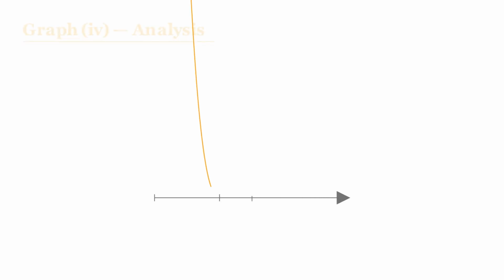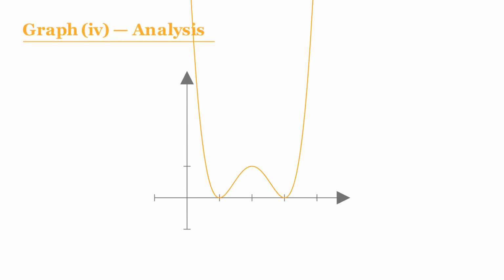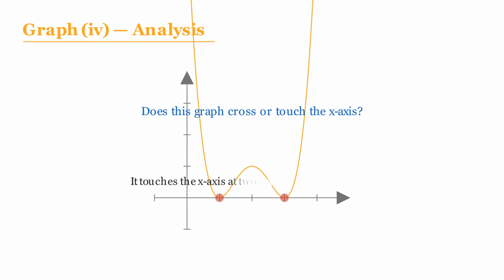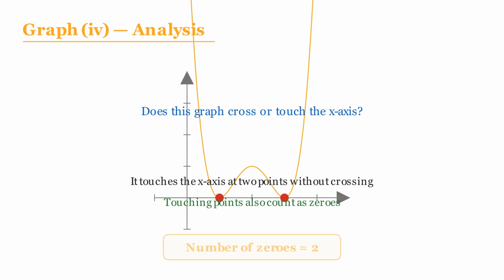Now, let us analyze graph 4. Does this graph cross or touch the x-axis? Observe that it touches the x-axis at 2 points without crossing. Touching points also count as zeros, repeated zeros. Therefore, the number of zeros is 2.